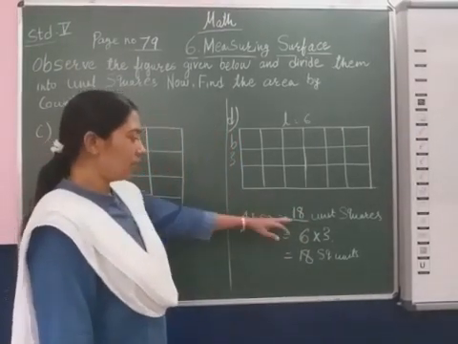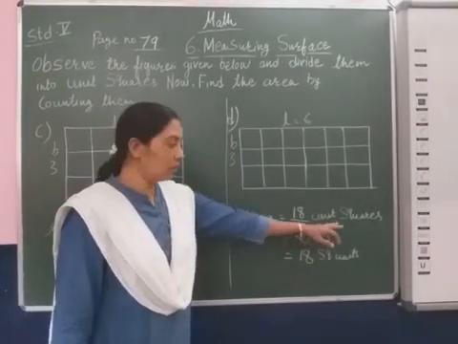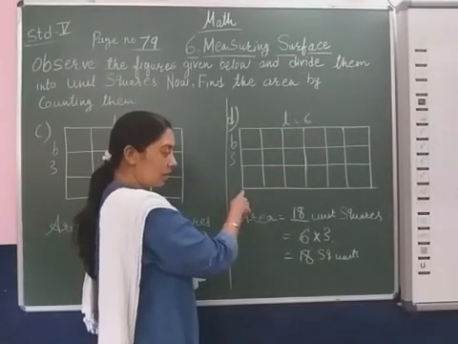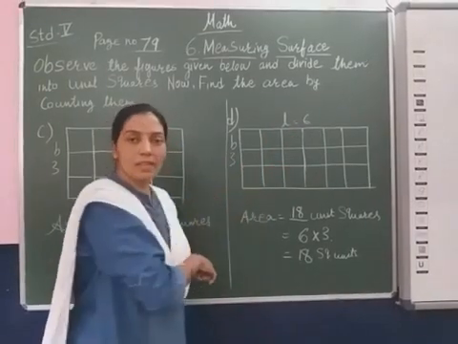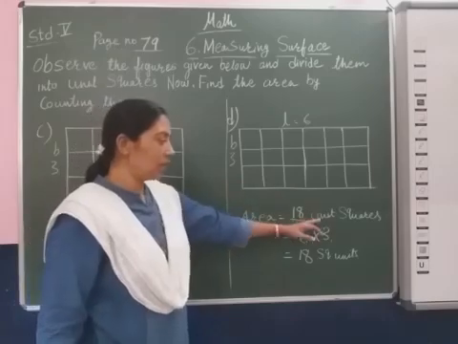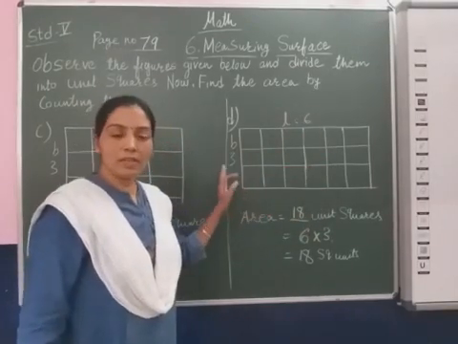So why is it written here as unit squares? Because this square we cannot say that it is a rectangle, but we divide this rectangle shape into squares, so it is written here as 18 unit squares.